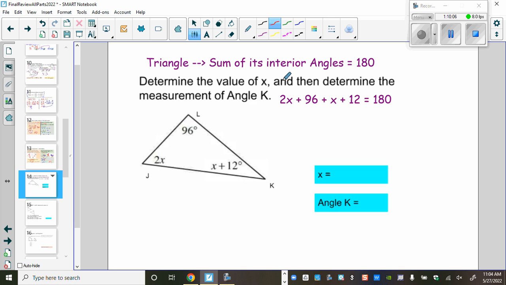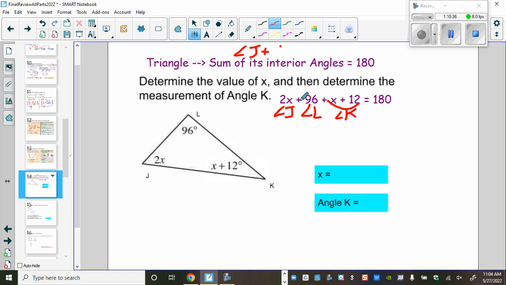This part is angle J. Angle L. And this entire part is angle K. So angle J plus angle K plus angle L has to add up to 180. Very well. Well done. All right, this one.